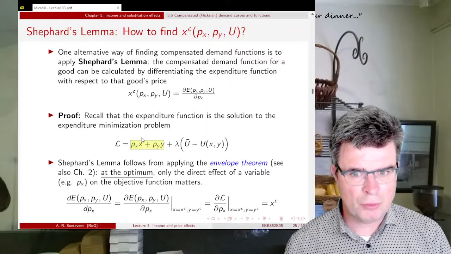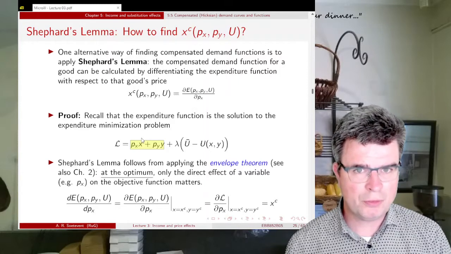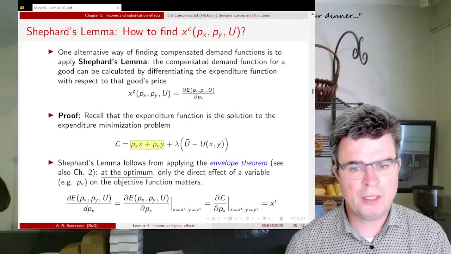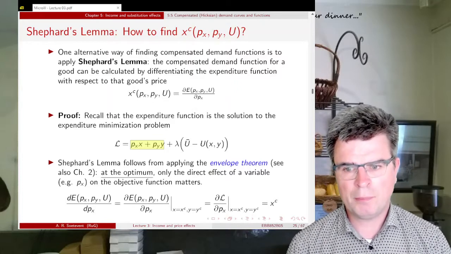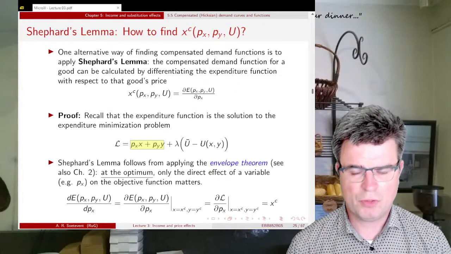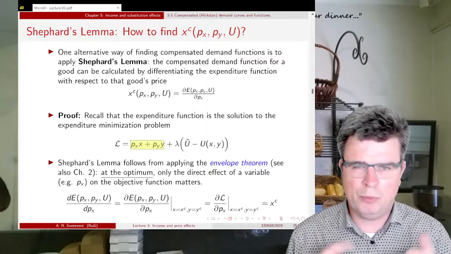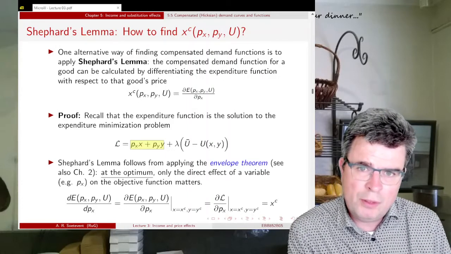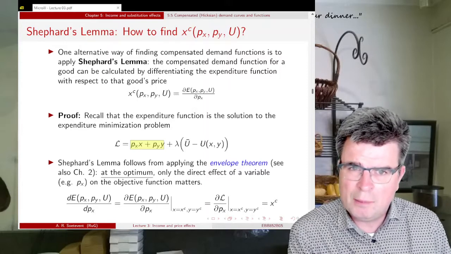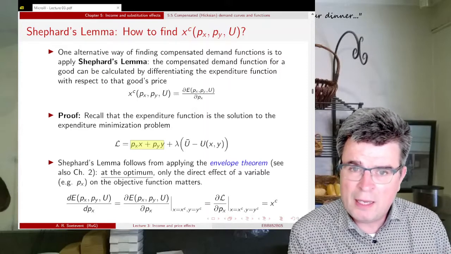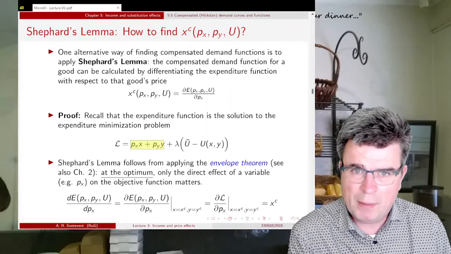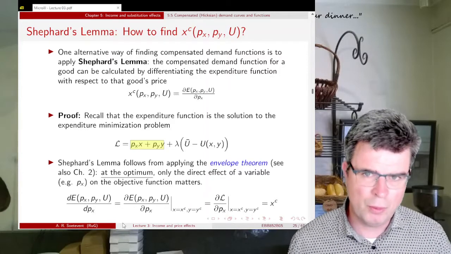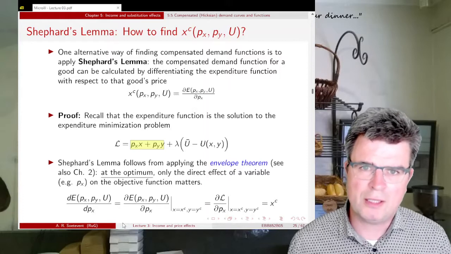And then Shephard's lemma follows from applying the envelope theorem, which you can find in chapter 2 of the book, which says that at the optimum, after we've done the optimization, only the direct impact of a variable on the objective function matters. So we already chose the optimal X and Y, given the prices and given the utility level that we want to obtain. So if then we do a very small change in the price, only the direct impact of the price change will matter, and not that we start to re-optimize. Because the price change is only very small, we stay with our consumption more or less at the original level.